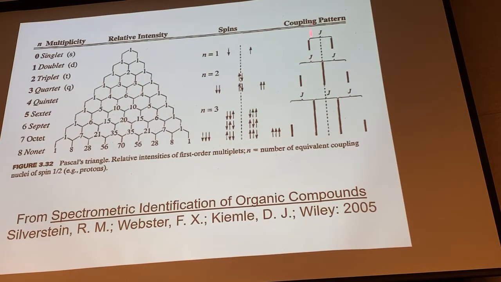And then you see over here how we would measure J, or how we would measure the coupling constant if we had a doublet, a triplet, or a quartet, okay?